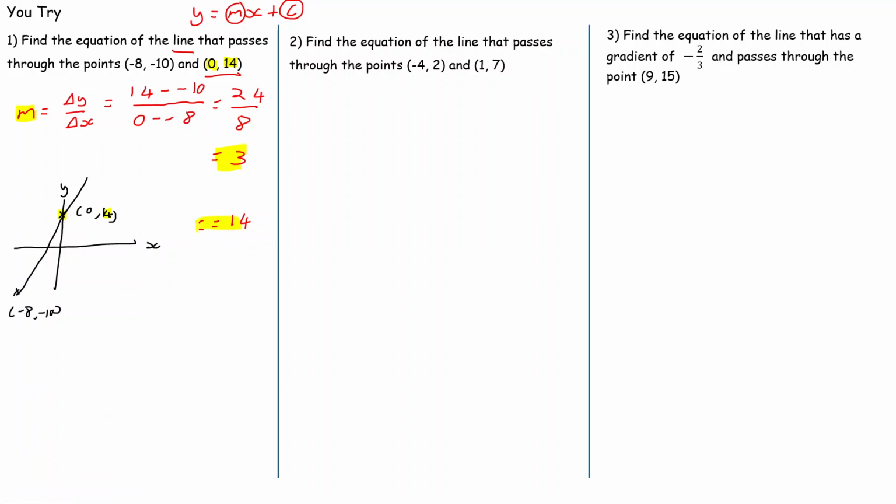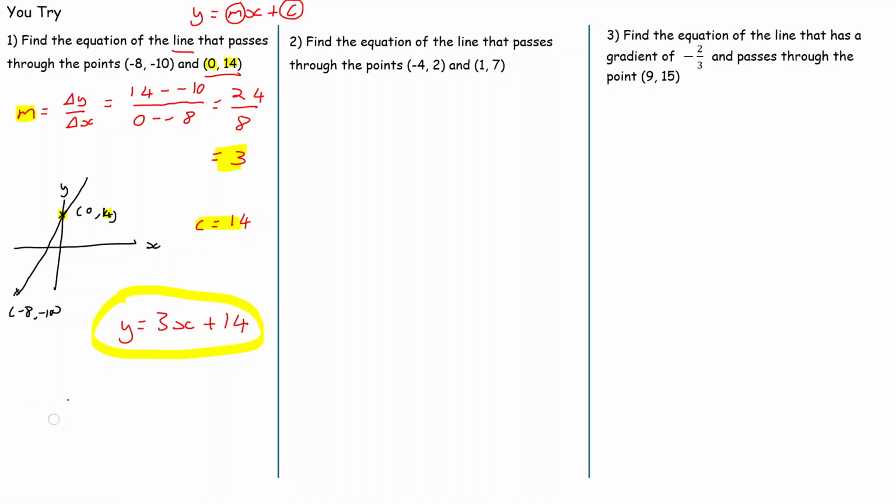Good. Therefore, the equation of my line is just going to be y is equal to m, or m is equal to 3. So 3x, my c value is equal to positive 14. So 3x add 14, that is the equation of my line that goes through the coordinates minus 8, minus 10, 0, 14. Good. Question 2. Let's move on to it.